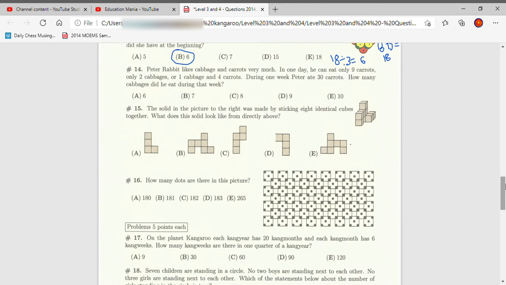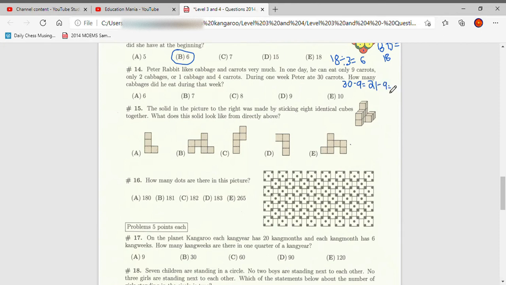So if he ate 30 carrots, we have to make it using 9 carrots and 4 carrots. So let's try subtracting 9 from it and seeing if we get a multiple of 4. So 30 minus 9 equals 21. Not a multiple of 4, so we have to subtract 9 again.